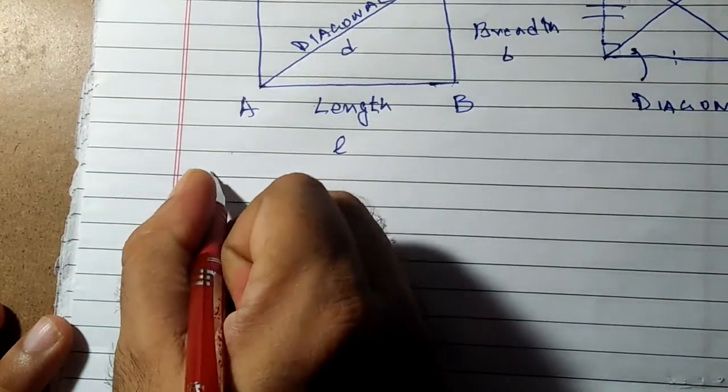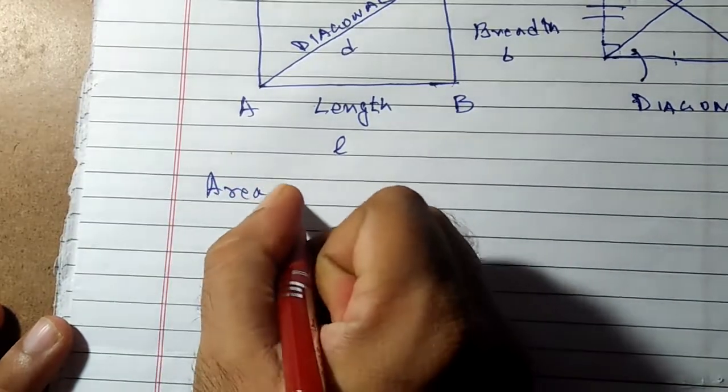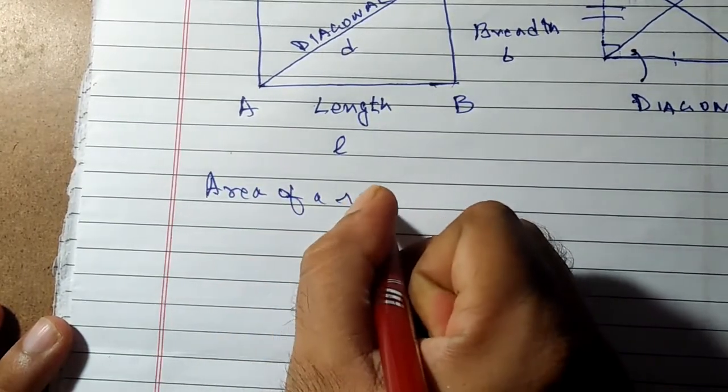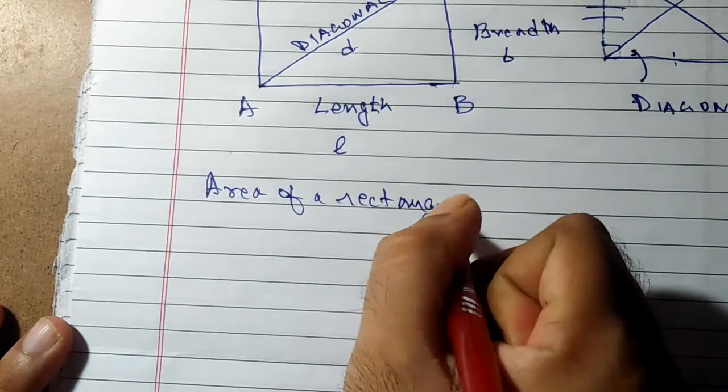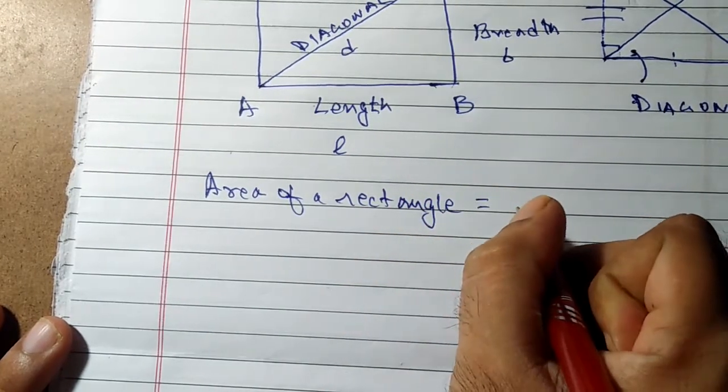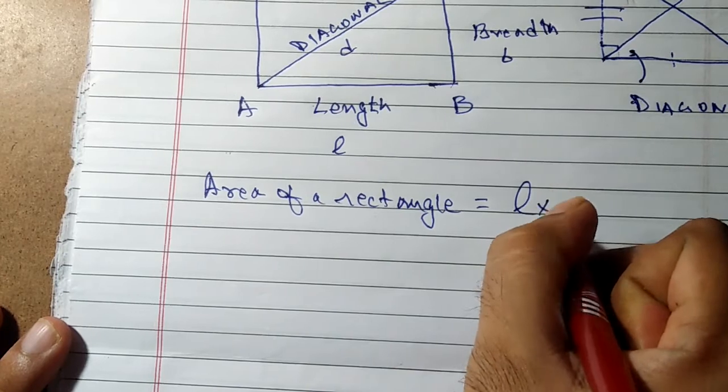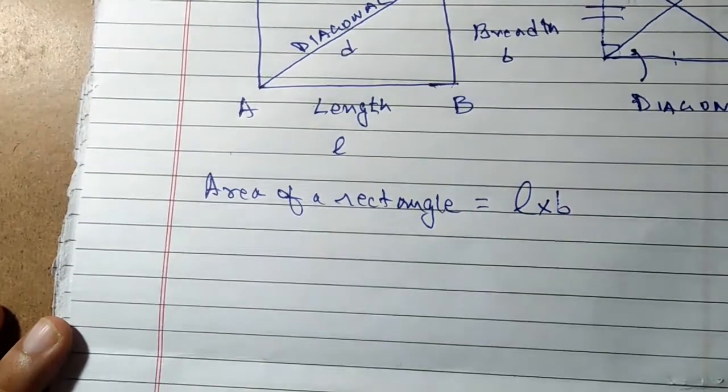Now the area of a rectangle is very simple. Area of a rectangle is equal to length multiplied by its breadth, like this.